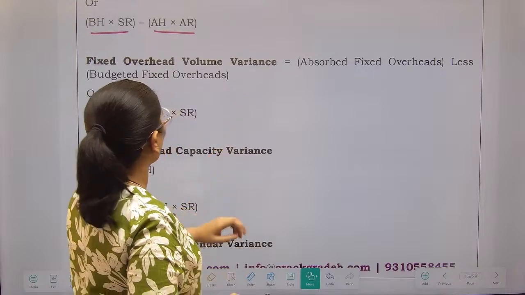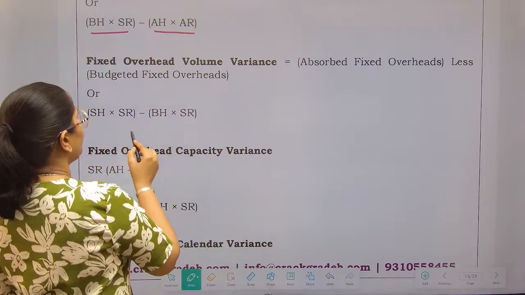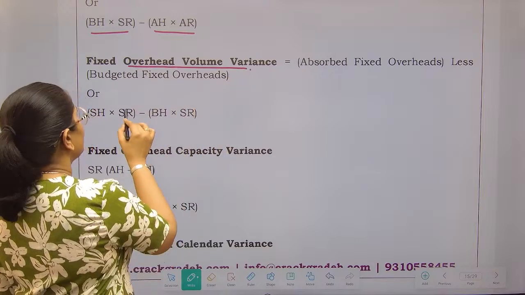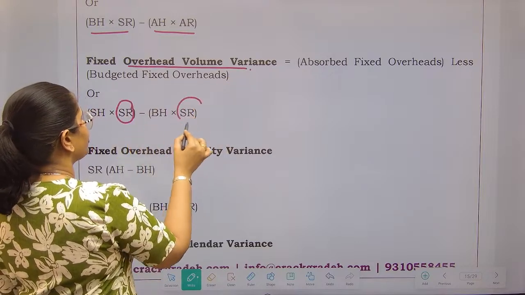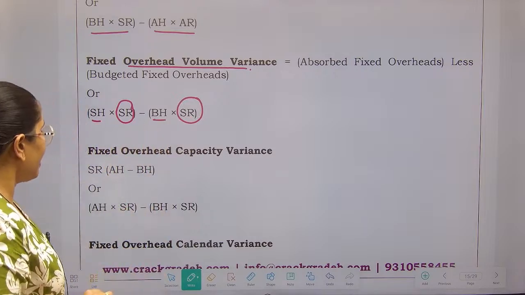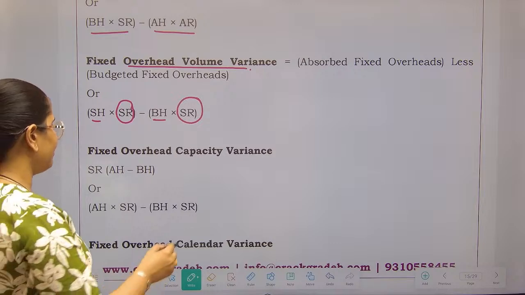Next we have ओवरहेड वॉल्यूम वेरिएंस. वॉल्यूम में मैं क्या कंपेयर करना चाहती हूँ? I want to compare the hours, right? So standard rate is my foundation and I want to compare the standard hours with the budgeted hours. Then I would like to compare the capacity variance.